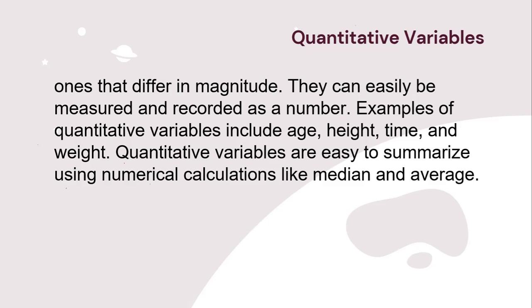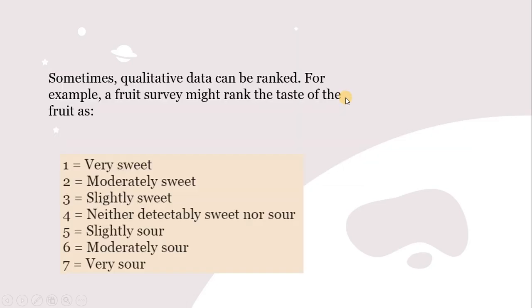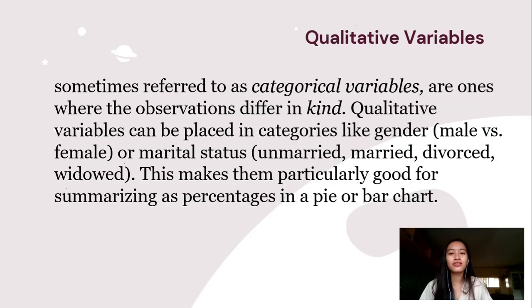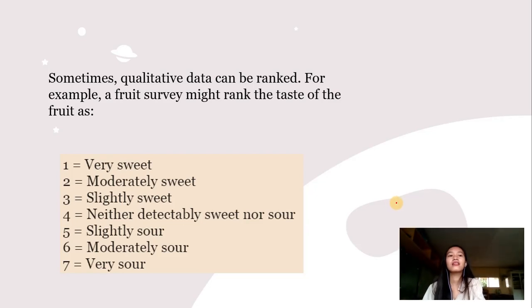Okay. After that, let's go to qualitative. Qualitative variables, referred to as categorical variables, are ones where the observations differ according to the kind. So qualitative variables can be placed in categories like gender, male versus female, or marital status: unmarried, married, divorced, widowed. This makes them particularly good for summarizing as percentages or in a pie chart.